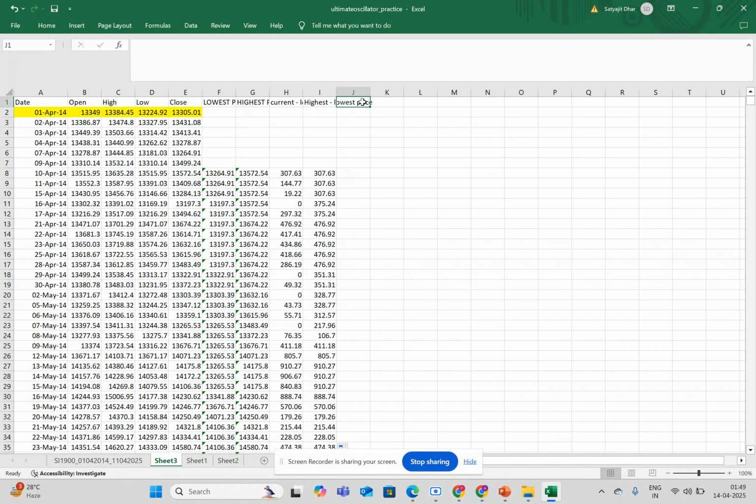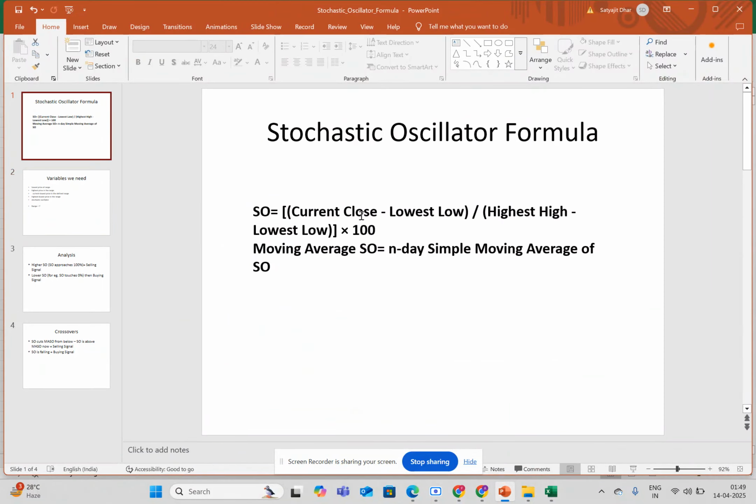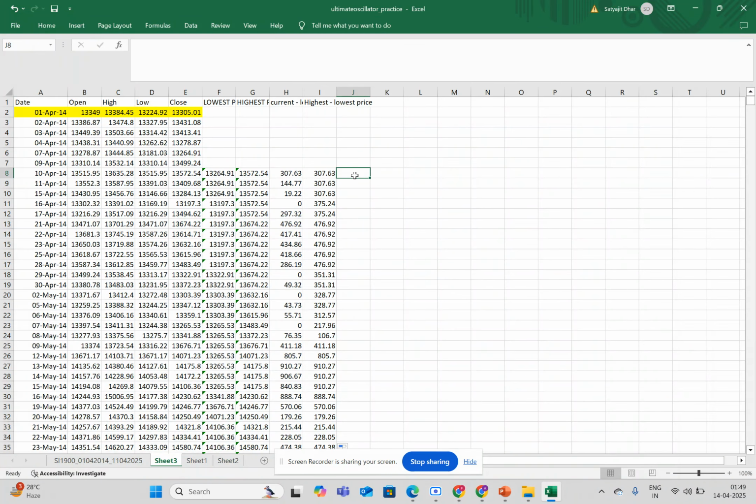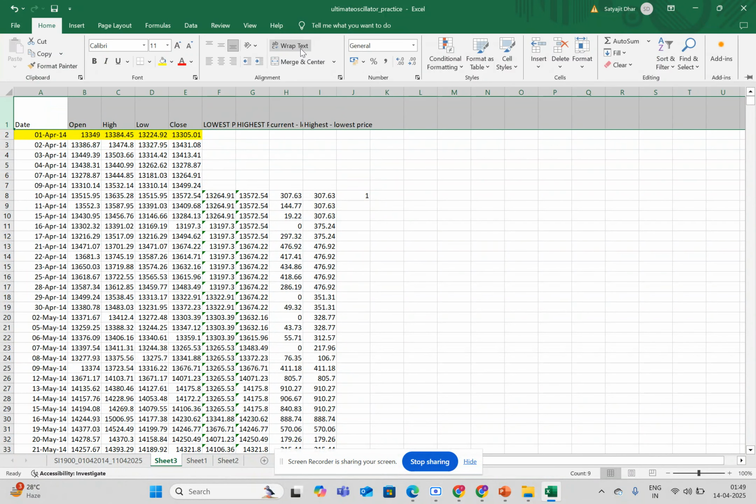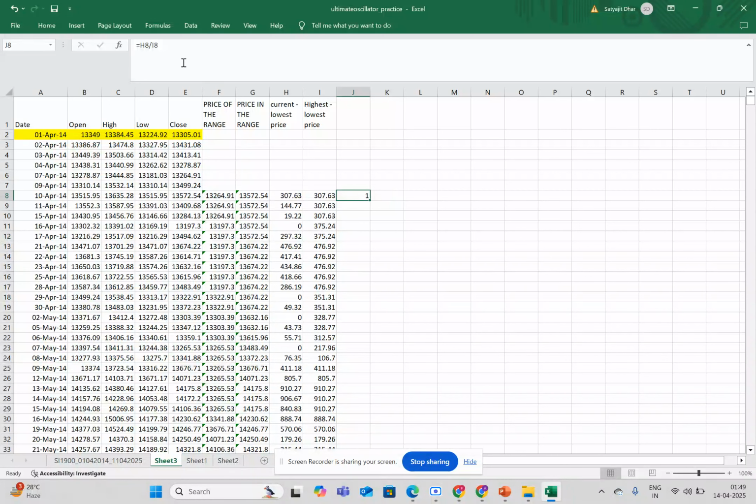Now we just need to construct the stochastic oscillator, and the formula is here. It is current close minus lowest low, divided by highest high minus lowest low. So current price minus the lowest of the range is this, divided by highest minus lowest price in the defined range, which is this. I will make sure that the variable names are clear. And since we are giving it in percentage format, we also multiply it by 100.